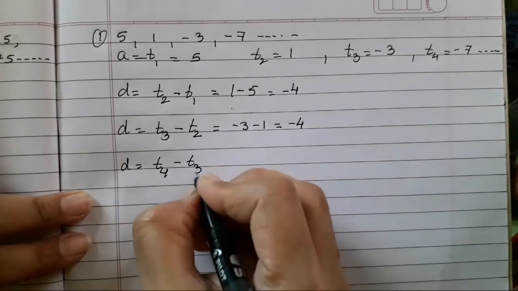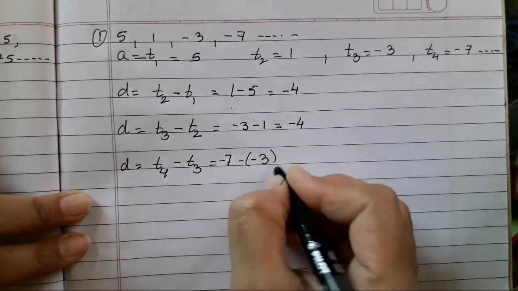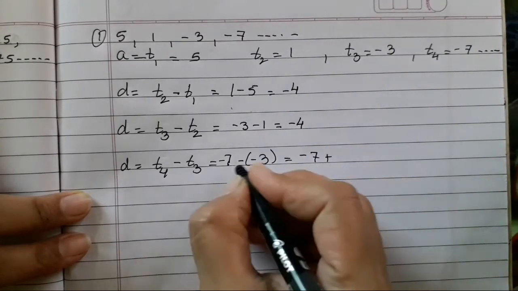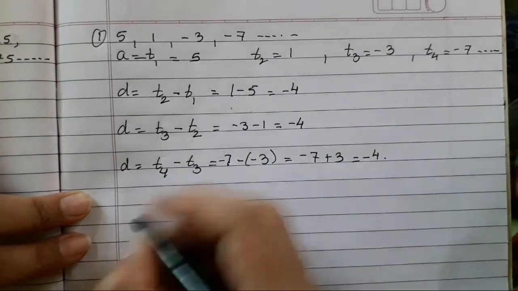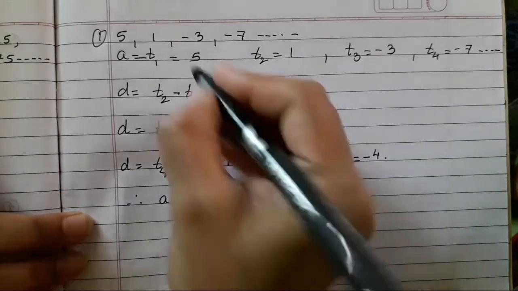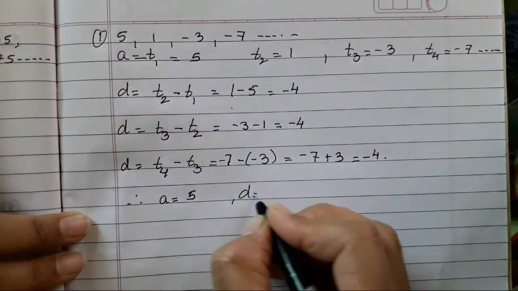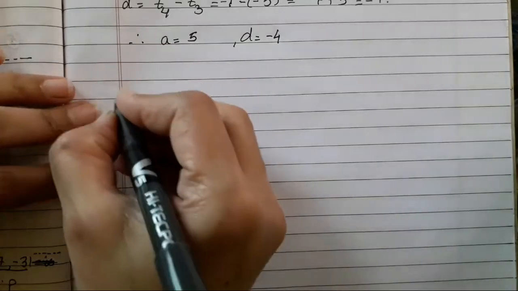D is T4 minus T3, which is minus 7 minus minus 3, that is minus 7 plus 3, which is minus 4. So therefore A is equal to how much? 5. This is our first term and D is minus 4. Isn't it easy? The first question that we have solved, in the same pattern you all have to solve.